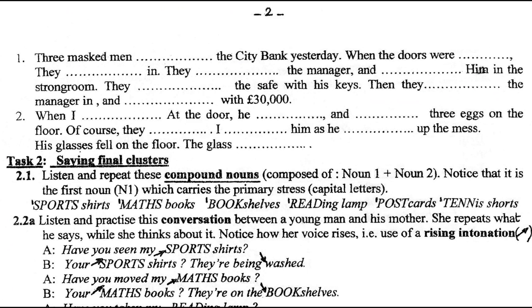Good. Now I'm going to read the passage with the corrected words. Two. When I knocked at the door, he jumped and dropped three eggs on the floor. Of course, they cracked. I helped him as he wiped up the mess. His glasses fell on the floor. The glass smashed. Okay, good.